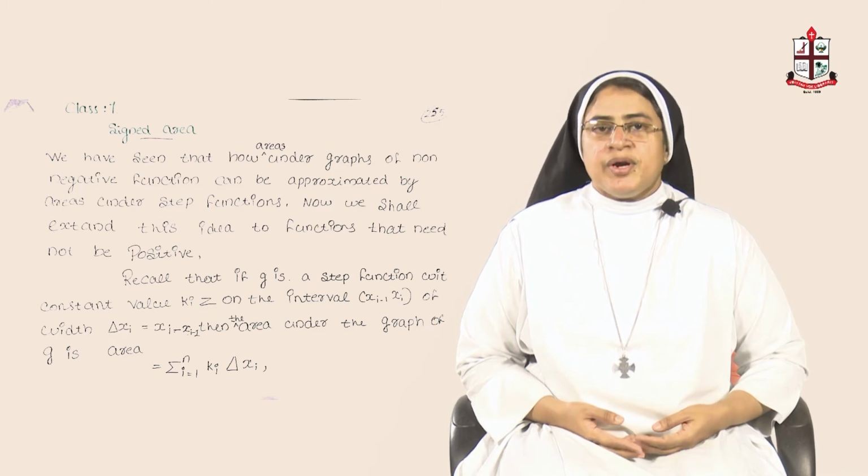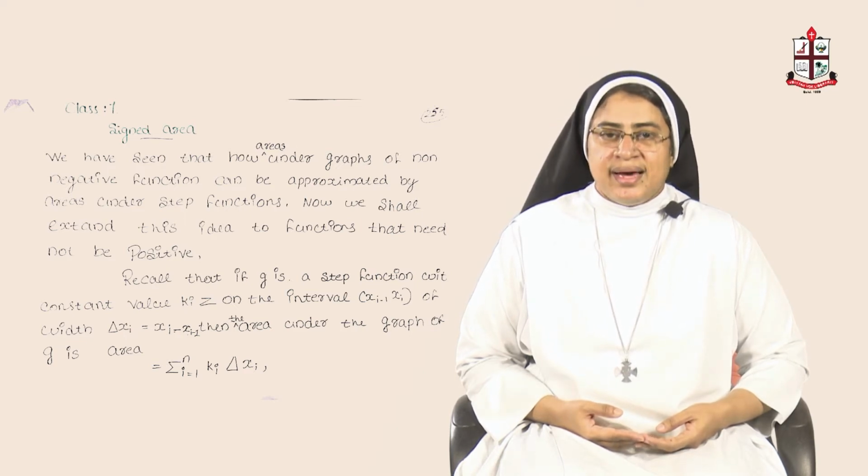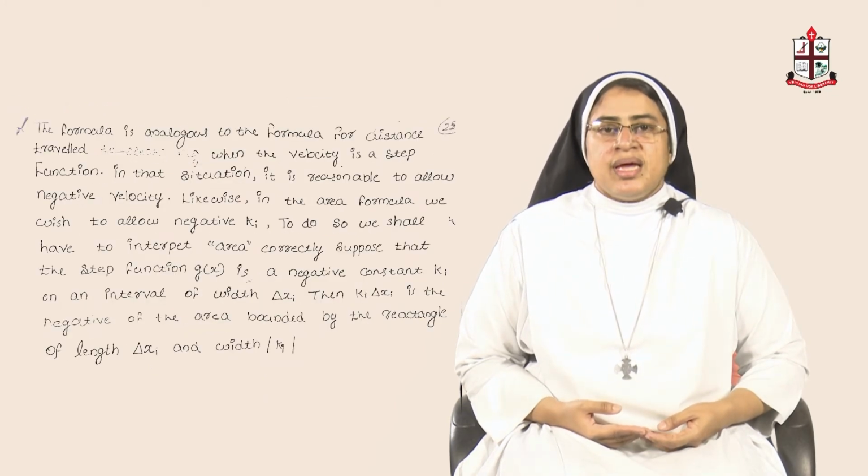So, let us recall what we mean by a step function, that is, one with constant values k_i, which is greater than or equal to 0, on the interval [x_{i-1}, x_i] of width delta x_i, which is equal to x_i minus x_{i-1}. Then the area of the graph of g is the sum, i equals 1 to n, of k_i delta x_i. This formula is analogous to the formula for the distance travelled when the velocity is given as a step function.